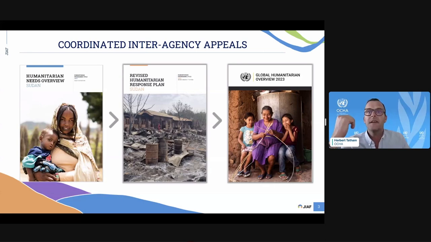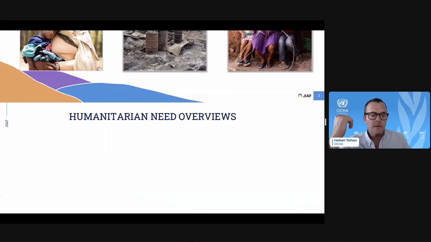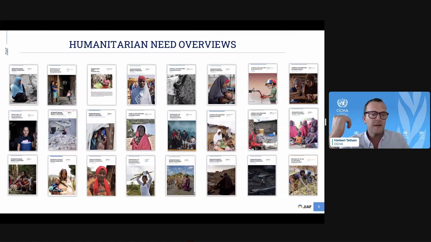So I think we have next a visualization of the 2023 Humanitarian Needs Overviews, which are part of what goes into the Global Humanitarian Overview, the GHO. Again, these HNOs are done at the country level, and they're critical to understanding needs by assessing, analyzing, and consolidating information, and we translate these needs into action through the HRP. Last year, about 26 HNOs were published.